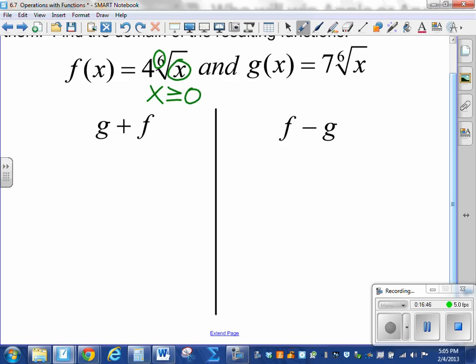Domain of the second one, exact same situation. You have an even root. You want the inside part to be bigger than or equal to 0 because you do not want negatives here. We don't want complex numbers. Okay, so there you go. That didn't take long. And let's go ahead and add these and then subtract them.